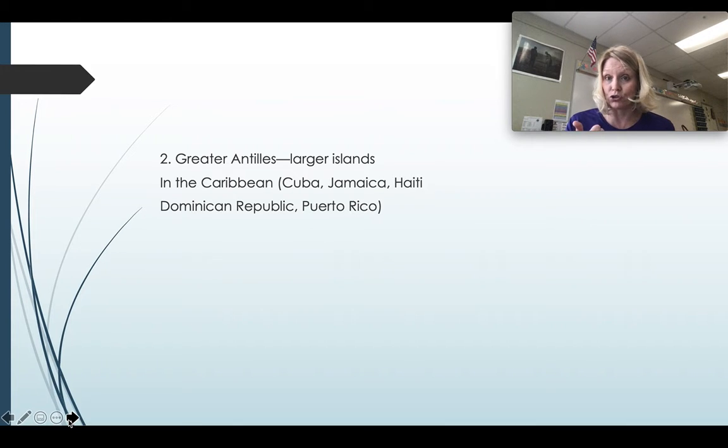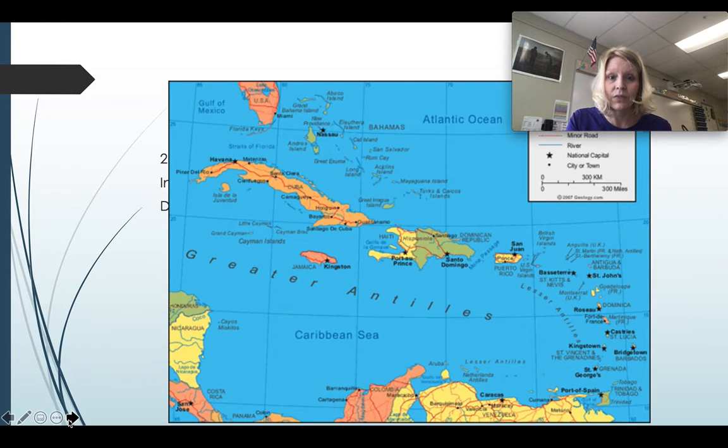Probably they have larger populations. They also have heavy tourism. And so you probably have heard about these. However, maybe you've heard about them for unfortunate reasons like hurricanes striking and the devastation that they felt from natural disasters in the last maybe 10 years that you've perhaps heard about. There we can see a picture of the Greater Antilles.